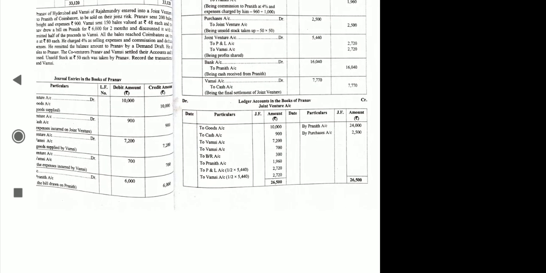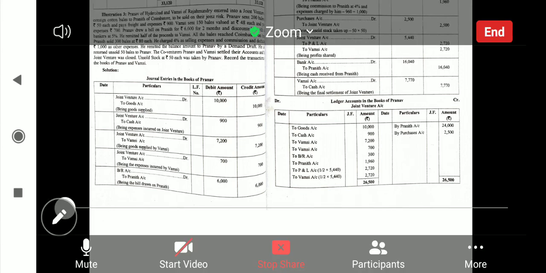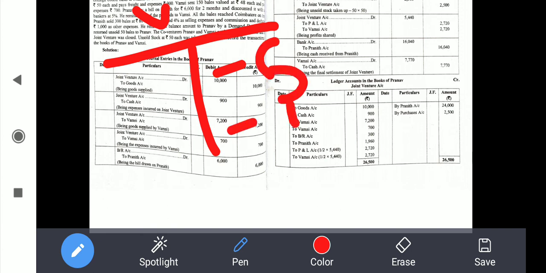So in the books of Vamshi, we have to write on the credit side first the contributed amount. Second thing is expenditure paid by Vamshi. And third one is profit and loss account. Three items should be recorded on the credit side of the Vamshi account. If you want to prepare Vamshi account, just the credit side: first thing is sales, the goods supplied by Vamshi. Second is expenditure paid by Vamshi. Third one is profit and loss account.